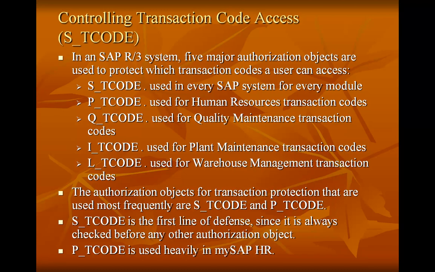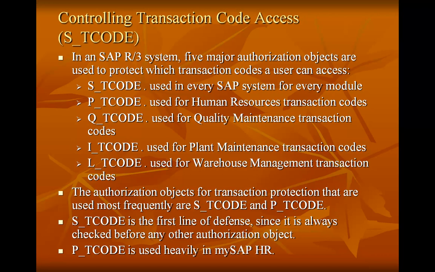Okay. Now it doesn't mean every transaction code is like that. It depends on the functional modules. These are some special objects, like p_tcode, a special object which is needed to execute some of the HR related transaction codes along with s_tcode. So you absolutely need s_tcode for all the transaction codes in the system. But for HR related transaction codes, you also need p_tcode.